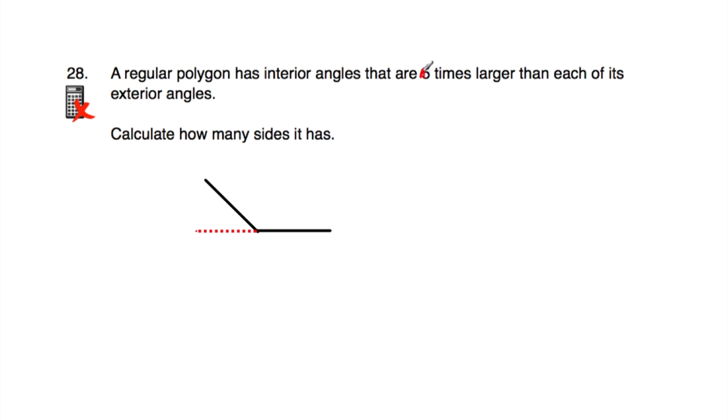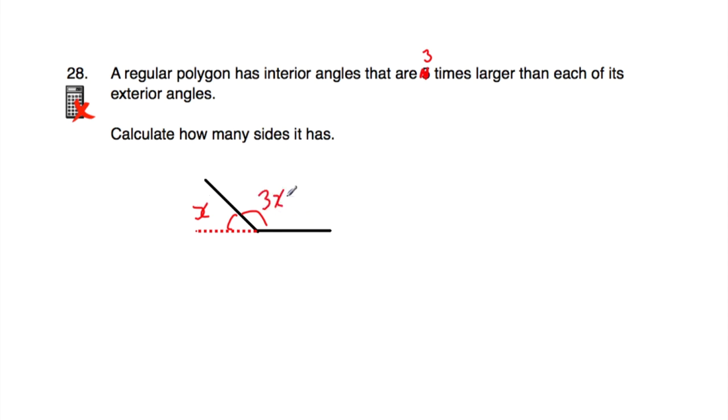And instead of it being 5 times larger, let's just say 3 times larger. So a regular polygon has an interior angle that is 3 times larger than its exterior angle. So calculate how many sides it has. So if this interior is 3 times larger than the exterior, let's call the exterior x, and the interior would be 3 times larger. 3 times x would be 3x.